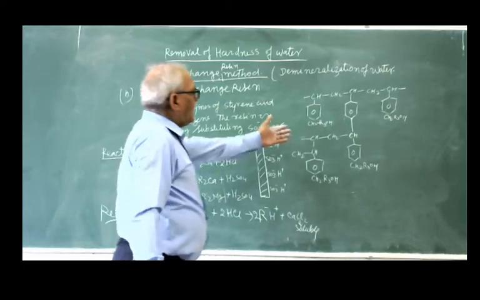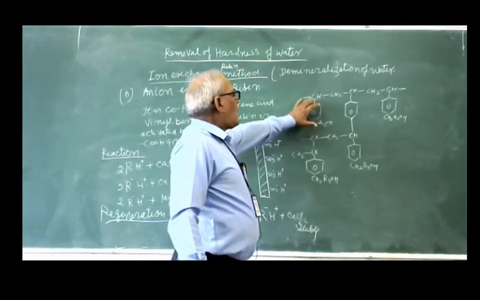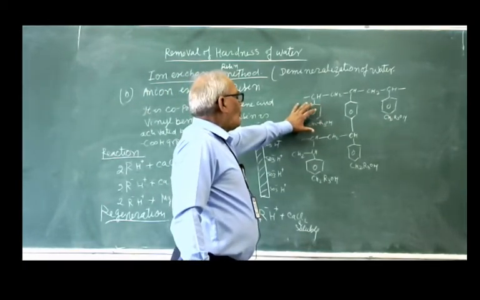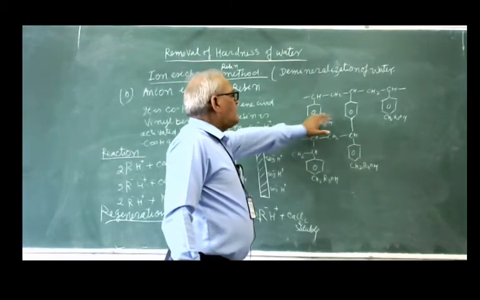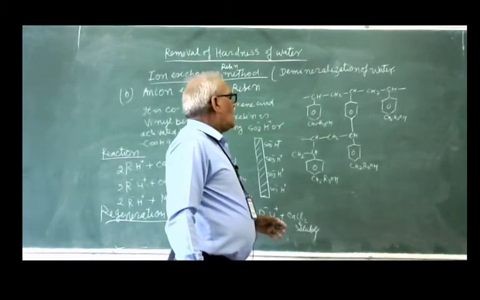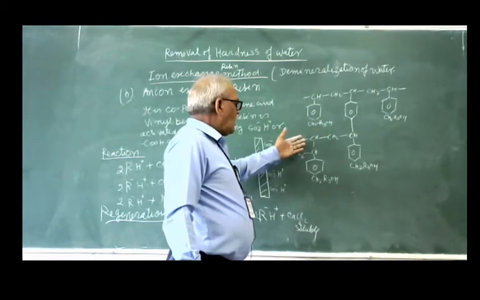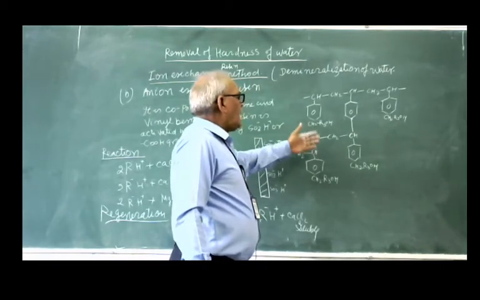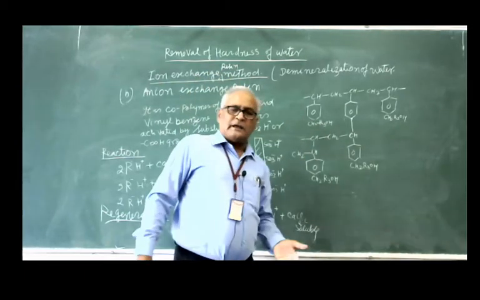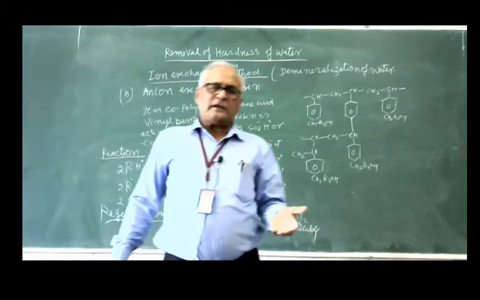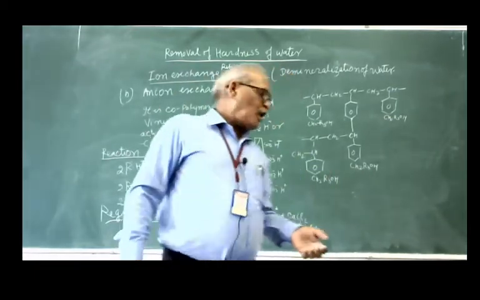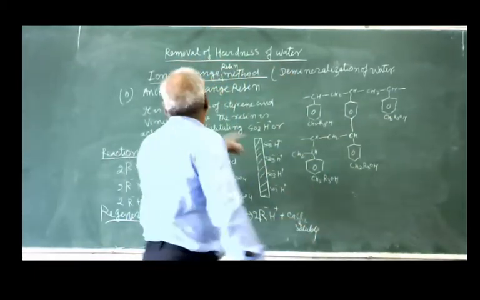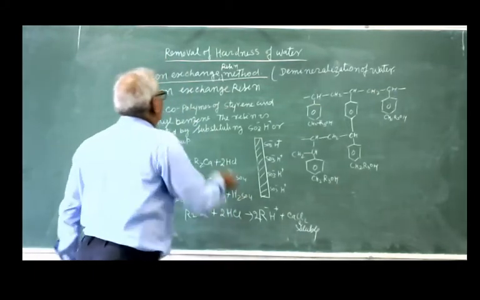So here these groups are substituted over the benzene ring in the cross-linked copolymer of styrene and vinyl benzene. So this is an ion exchange reaction.